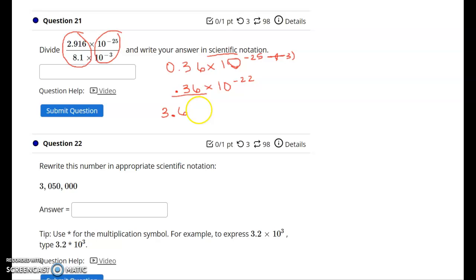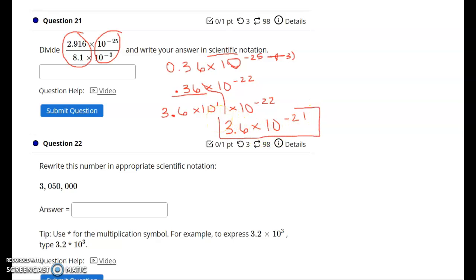So 3.6 would just be times 10 to the 1. Okay, so if we're just looking at that part, and then it's still times 10 to the negative 22. So I would just recommend breaking it into 2 steps. Just take that little part, write it in scientific notation, and then at this point we can combine and say, okay, 1 plus negative 22, so we get 3.6 times 10 to the negative 21 for our final answer.